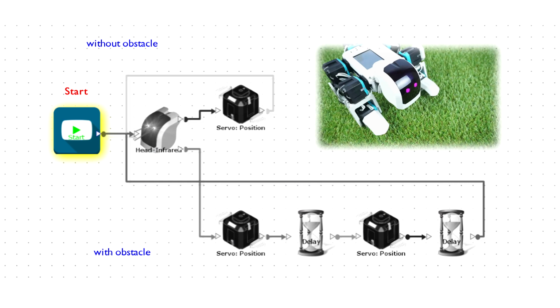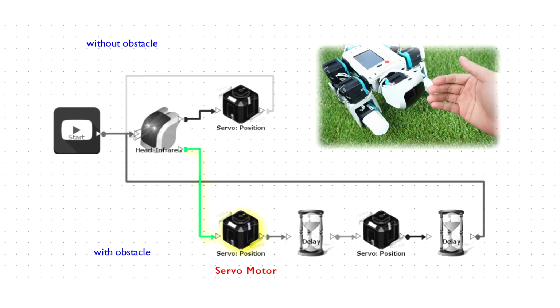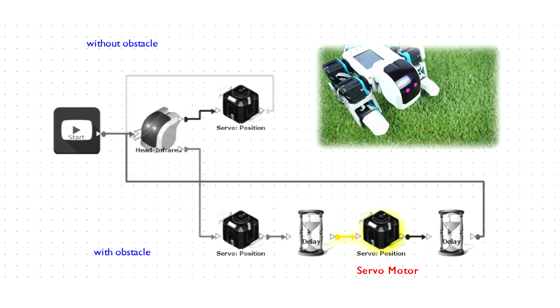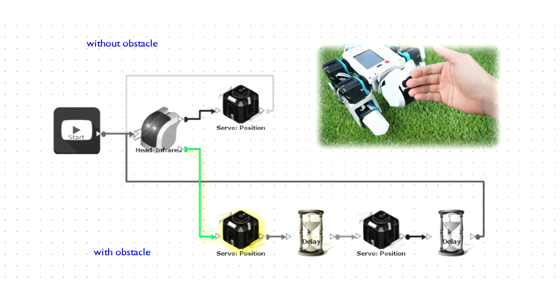The program starts by checking the head IR sensor. If no obstacle is detected, it commands the servo motor to lift up the head, and loops back to check head IR sensor. If we put our hand in front of the sensor, this program will instruct the servo motor to move the head down. Wait for a while. Lift up the head. And wait for a while again. This nods the head. Lastly, it loops back to check head IR sensor, and the cycle continues forever.